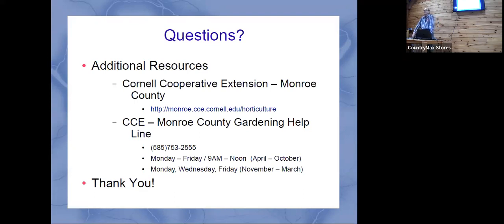Is there a rating, not an inventory maybe, but a rating system for the urgency in some of these? Go after garlic mustard first, get rid of it, and then move on to something else.